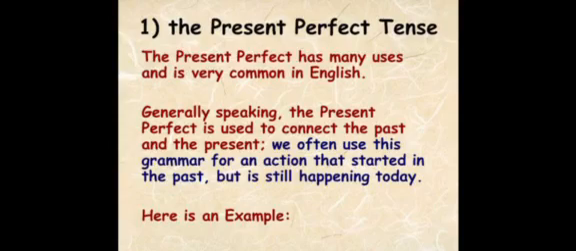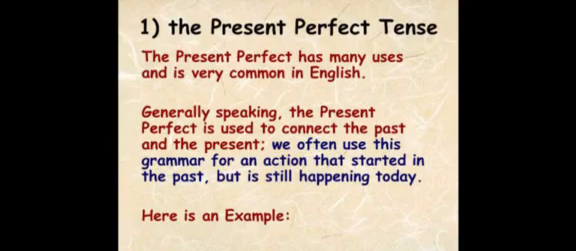Or let me just simplify the rule. Present perfect is when an action started in the past but is still happening in the present. As simple as it is. Alright?